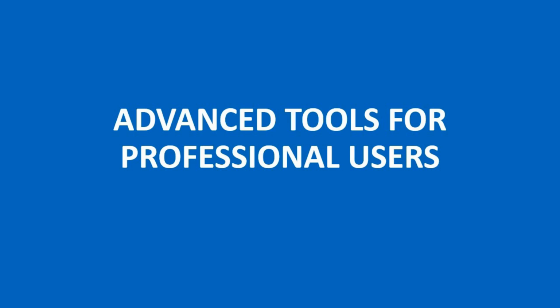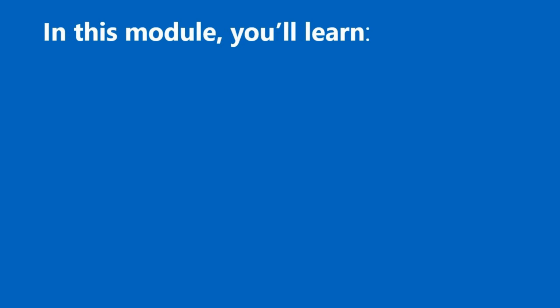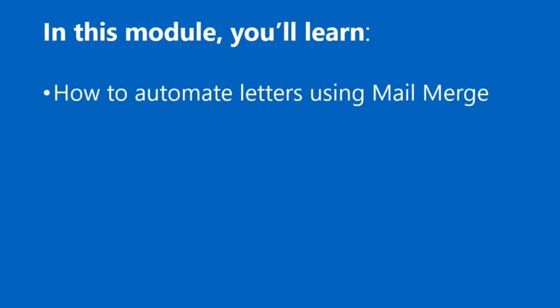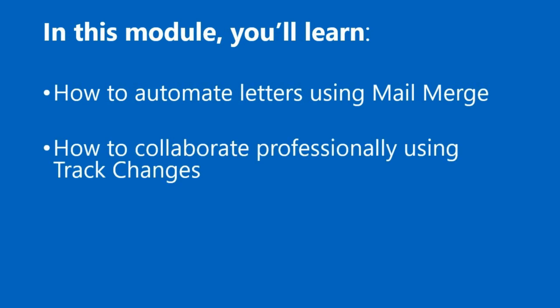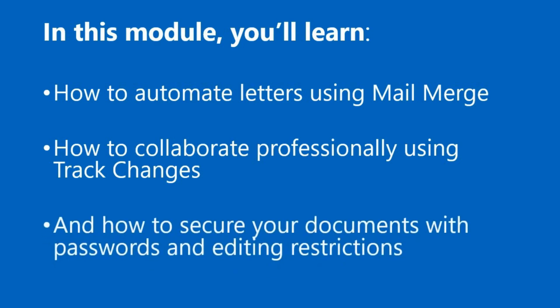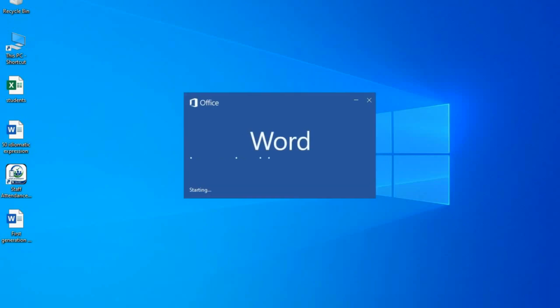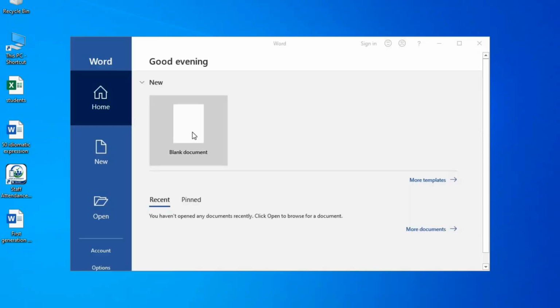Welcome to Module 6, Advanced Tools for Professional Users. In this module, you will learn how to automate letters using mail merge. You will also learn how to collaborate professionally using track changes. And you will learn how to secure your documents with password and editing restrictions. These are real-world skills used in offices, schools, churches, businesses, and organizations every single day. So open Microsoft Word, follow along, and let's get started.